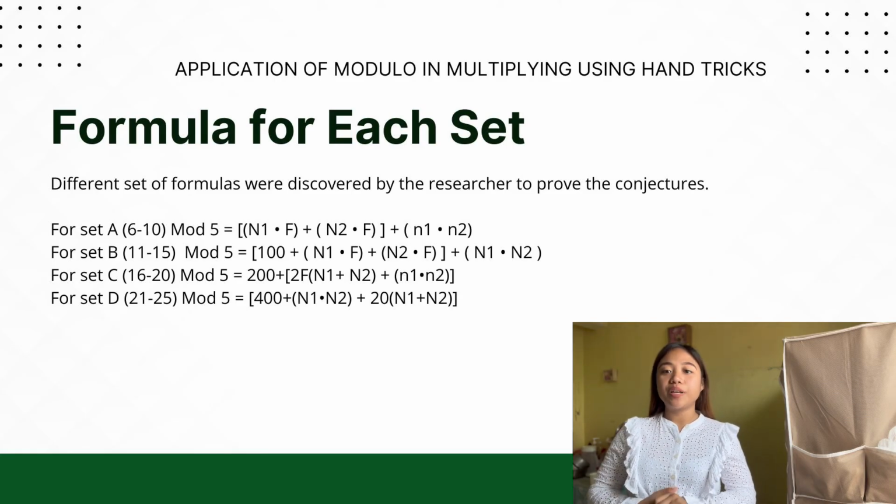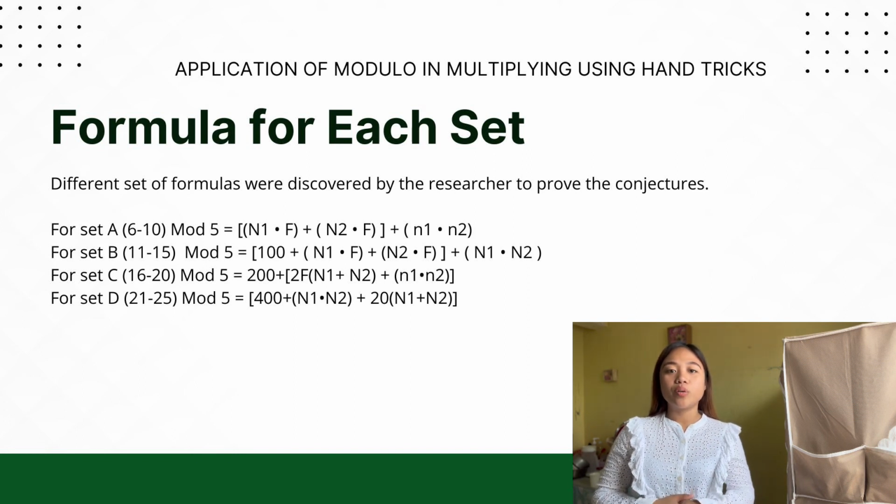We have a different formula for each set. We have 4 sets. Set A is for 6 to 10. Set B is for numbers 11 to 15. Set C is for numbers 15 to 20. And the last set, set D, is for 20 to 25.